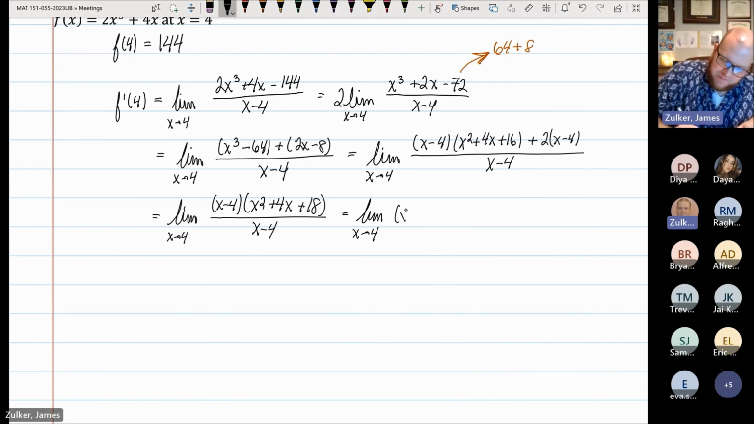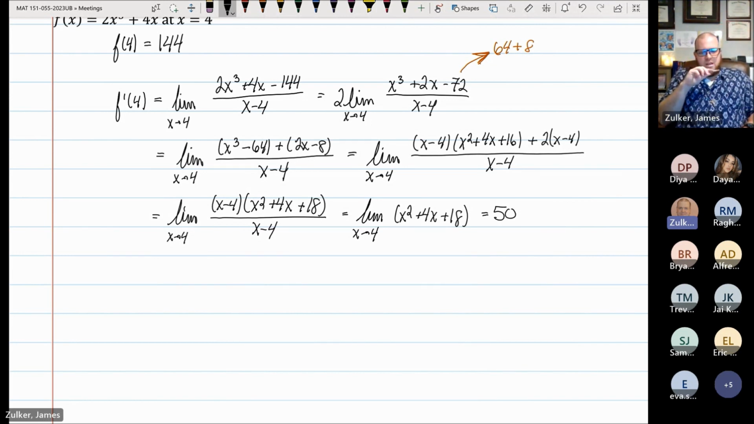The x minus 4's cancel. We're left with x squared plus 4x plus 18. That's 16 and 16 is 32. 32 and 18, 50. And look what I forgot. I forgot to carry that 2 through. So 2 times 50, 100.